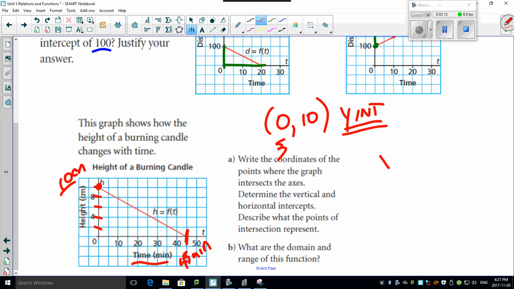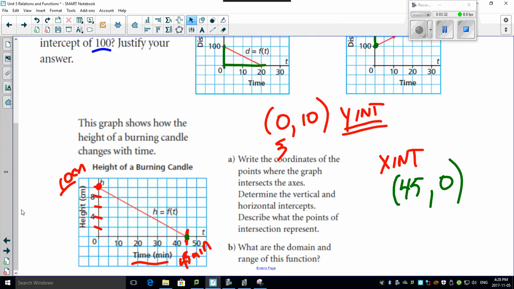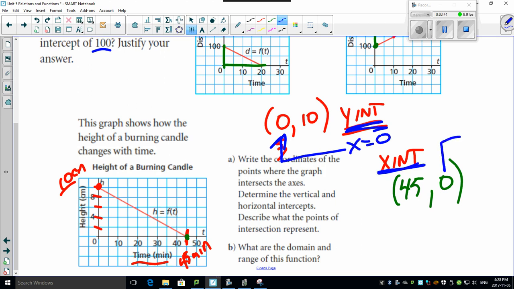Your x-intercept then is once this candle is fully, completely burnt. Fully, completely burnt means, guess what? It's at 45. So it's at 45. What's the height left? There is no height, the candle. It's gone. But here's another interesting thing I want you to look at. And this is probably the most important. For a y-intercept, your x value is always 0. For an x-intercept, your y value is always 0.